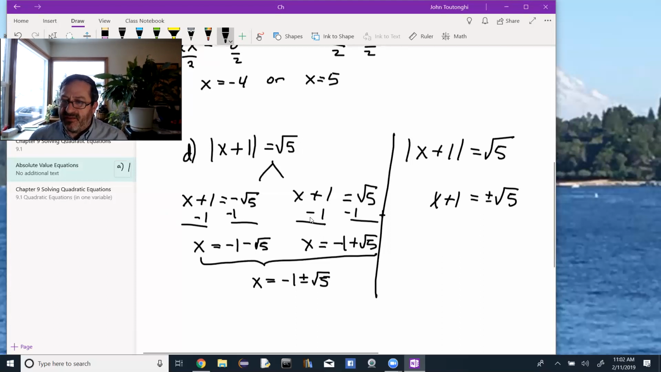But in this case, when you have a root, now when I subtract 1 from both sides, I can kind of sneak that plus or minus in front here. And on the left, I get x, and on the right, I get -1 plus or minus the square root of 5. And one thing to keep in mind about this answer is it really is two numbers. It's -1 plus the square root of 5, and it's -1 minus the square root of 5. Okay, good. So that's solving square absolute value equations, and we're going to need that to solve the perfect square quadratic equations.